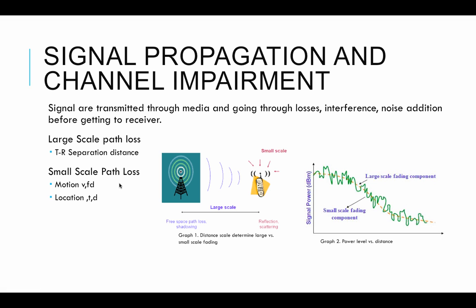The large scale path loss is due to the transmitter receiver separation distance, the free space or shadowing effect. Could be an advantage because we can place multiple cells and reuse the frequency. The small scale path losses are more random and unpredictable. It's usually due to the motion of the mobile device itself, the person moving, or an even smaller scale that is caused by the scattering and reflections of the surroundings. On the right hand side, we can see the large scale fading is very smooth, and the small scale fading is jumping around and has a bigger variance.